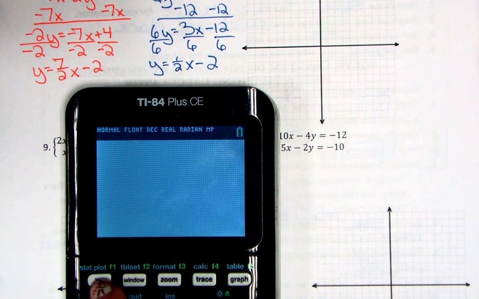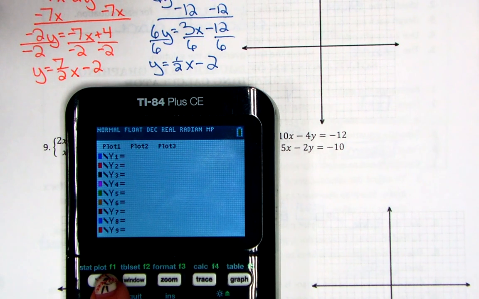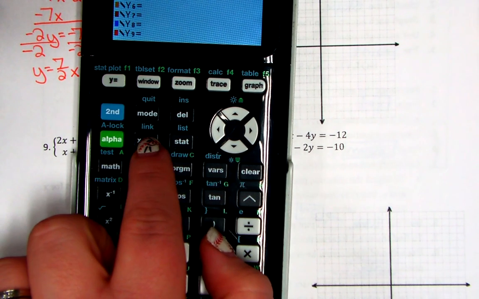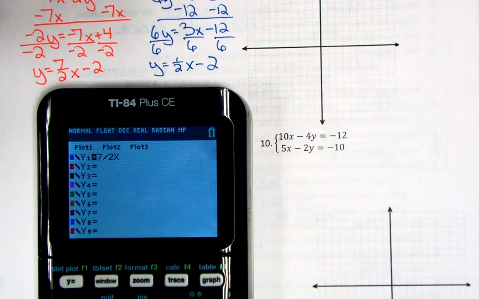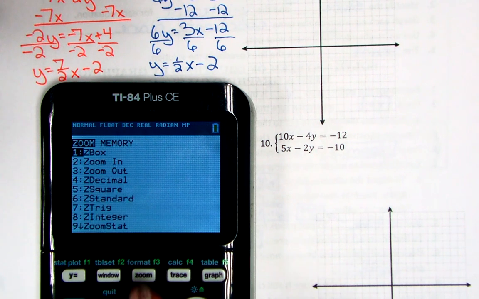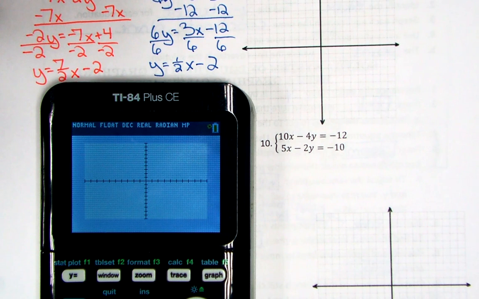So we go to y equals. We're going to enter this equation, the orange equation, into y1. So 7 over 2, and then the x, t, theta, n button, right next to the alpha button, that puts x into our equation, minus 2. And then our blue equation was 1/2 x minus 2. And so if we hit zoom 6, it'll automatically graph it for us.